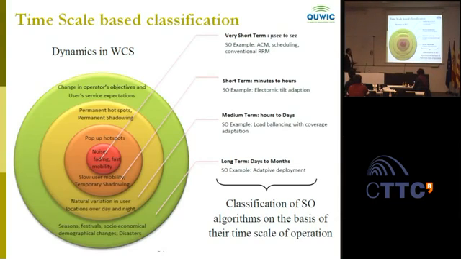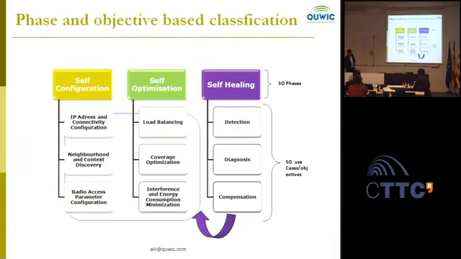So first, the time scale based, coming back to the same figure, we can classify apparently into 4 categories: very short, short-term, medium-term, and long-term. And as I mentioned earlier, you'll see that most of the research has been focusing on the smaller time scale dynamics. Okay, phase-based classification, this is not an exhaustive list, but there are 3 phases, and in each phase you can divide SON solutions according to their objectives, what they are doing.